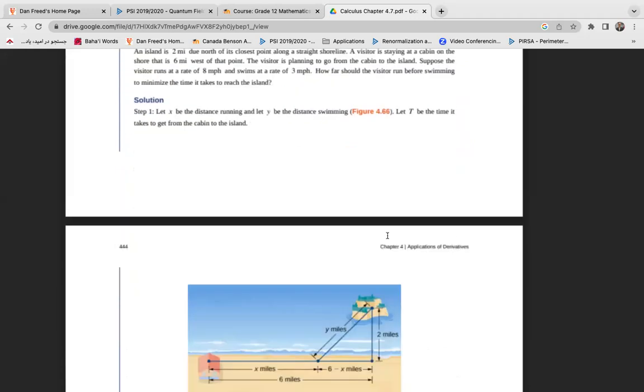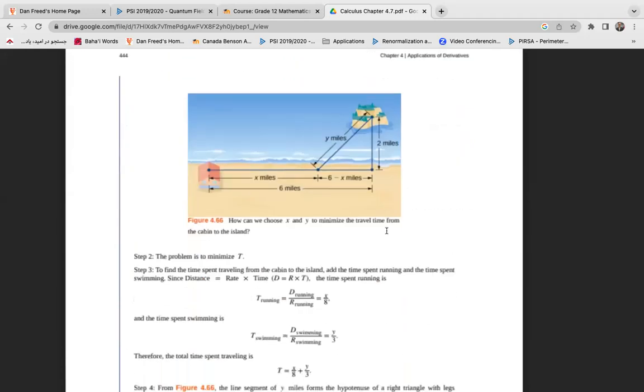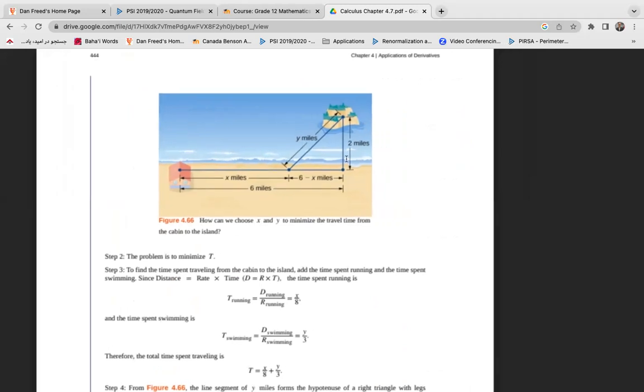Okay, so what is the setting? What is the problem? You see there is an island that is 2 miles away from the shore. You see it in this picture. And there is a visitor in a cab whose distance from the closest point to the island is 6 miles. So imagine that the visitor wants to go to the island, but they can either swim or run, or, I mean, you have to eventually swim, but the problem is which path you take.